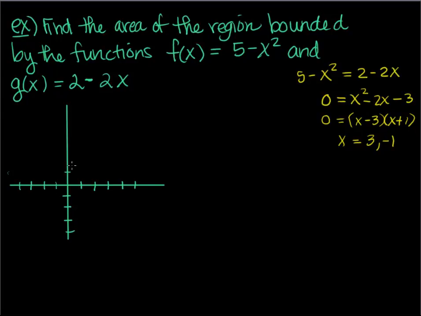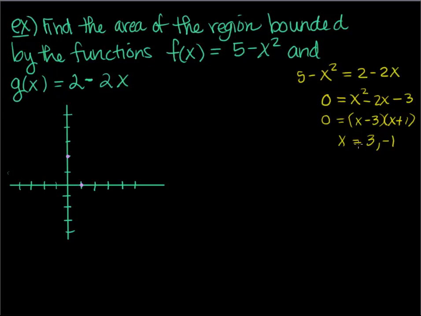Get some nice tick marks going. I know I've got to be up at 5 at least, because this guy's shifted up by 5. So let's look at 2 minus 2x. I can just graph this if I want to. I can go up to 2, right? I know I go through 2. And then what is my slope? -2. So I'm going to come down 2 over 1.